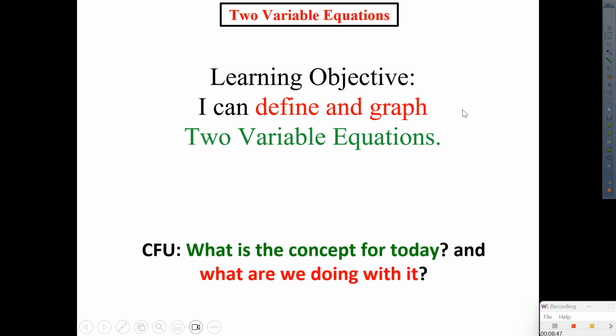I can define and graph 2 variable equations.